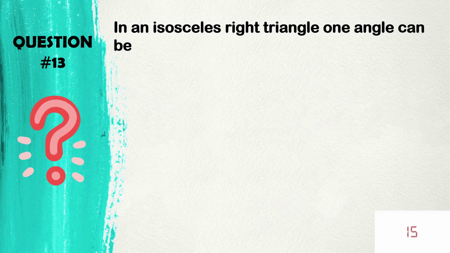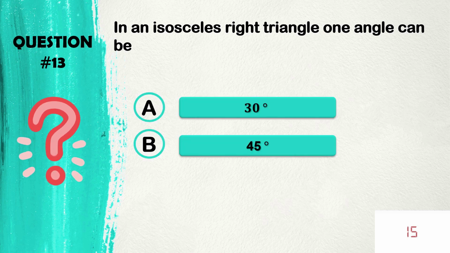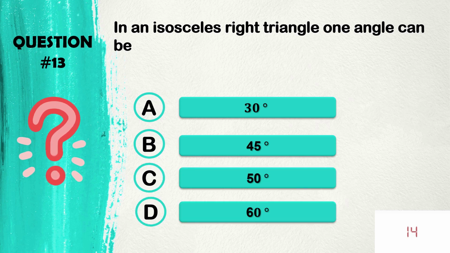Question number 13. In an isosceles right triangle, one angle can be letter A, 30 degrees. Letter B, 45 degrees. Letter C, 50 degrees. And letter D, 60 degrees.